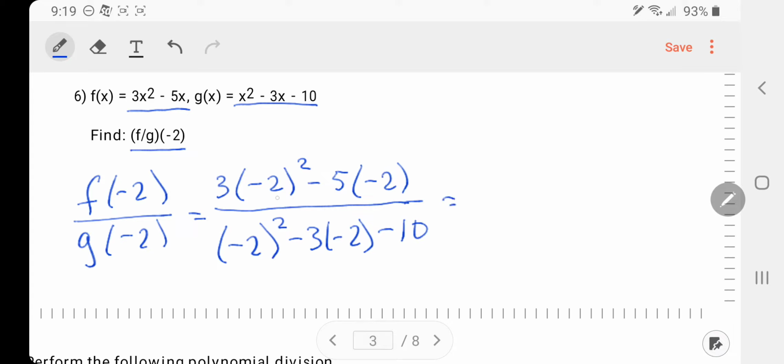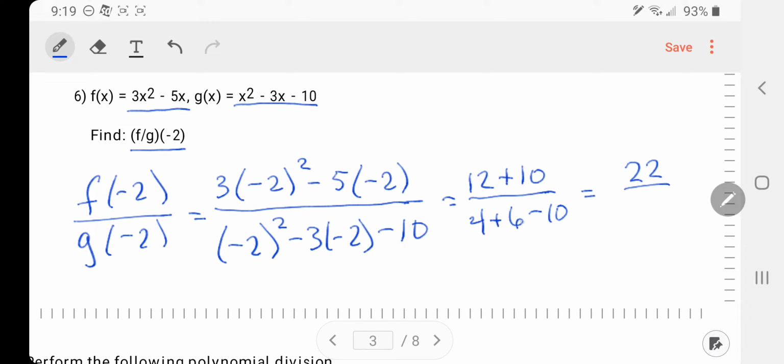All right, so doing the numerator, negative 2 squared is 4. 4 times 3 is 12. Negative 5 times negative 2. Negative times a negative makes a plus 10. In the denominator, negative 2 squared is 4. Negative times a negative makes a plus 6 minus 10. And then if we do the little bit of arithmetic left, we're going to have 22.